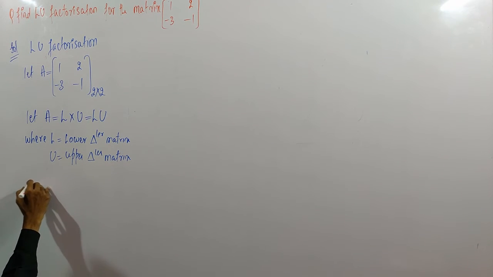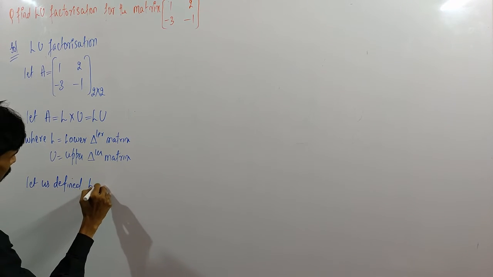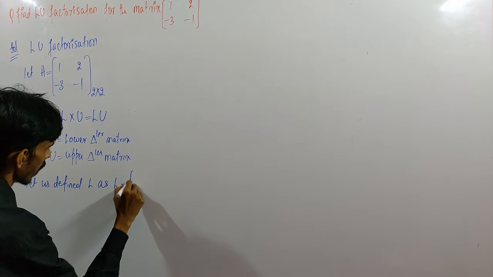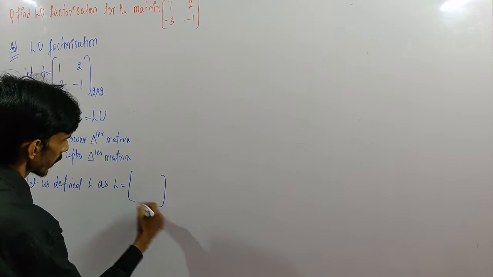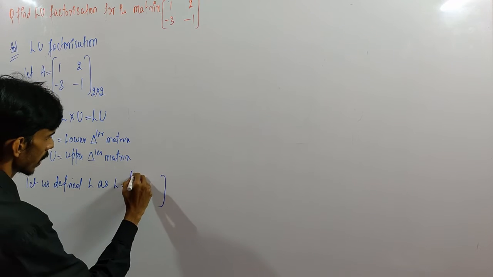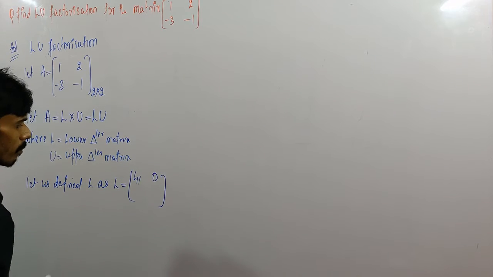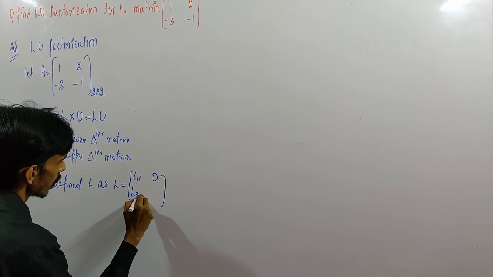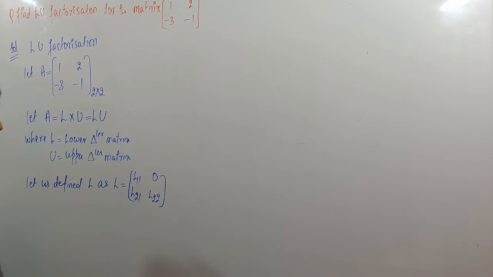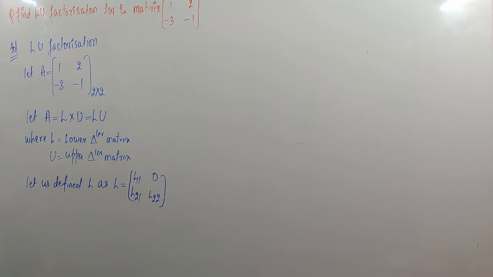Let us define L as, we have to take a 2 by 2 matrix because the product is A. A is a 2 by 2 matrix. So take a 2 by 2 matrix. Here we have L first row, first column, L11, next 0. L second row, first column, so L21, next is L22. We have 4 elements, one is 0 and the other 3 are unknown.